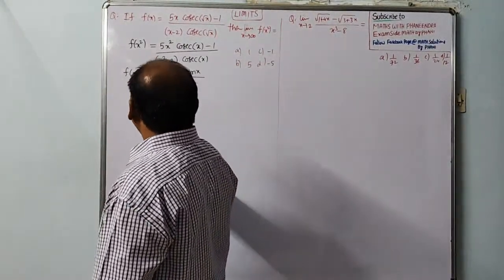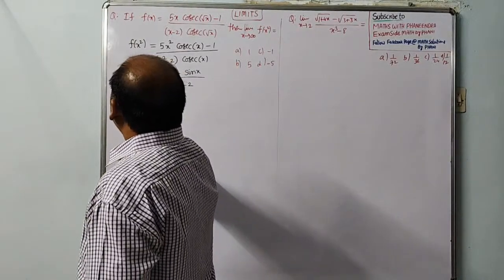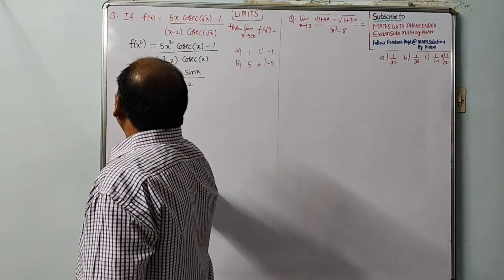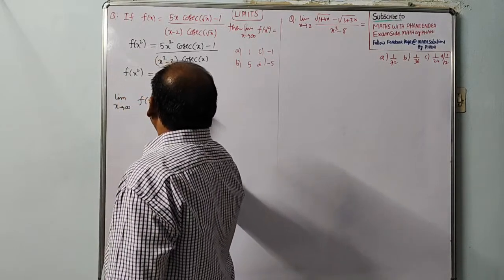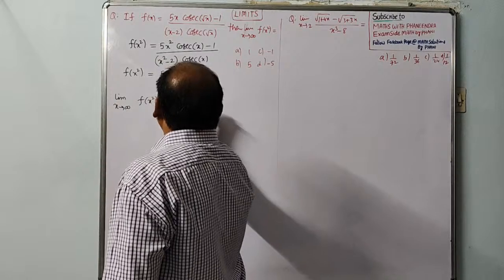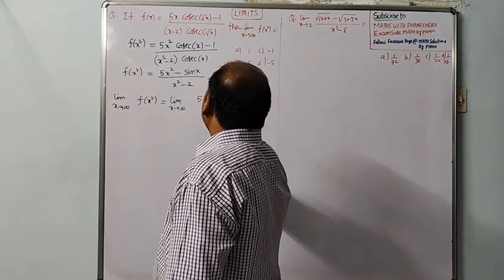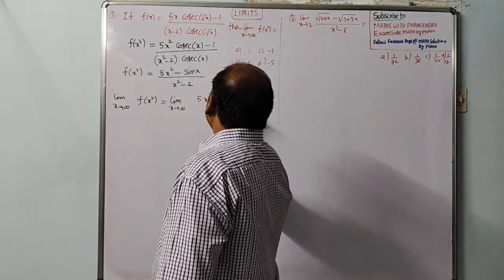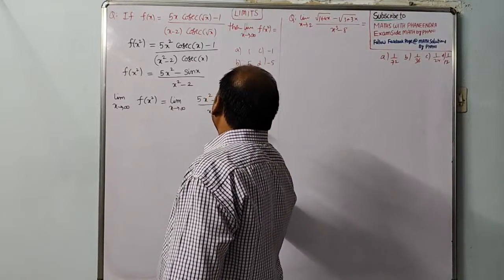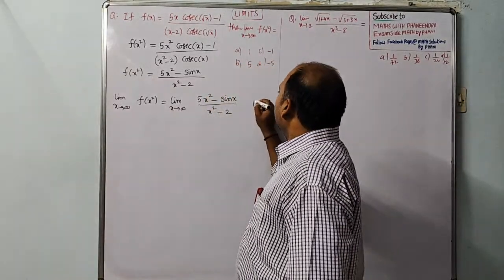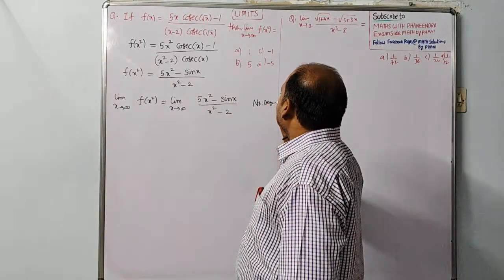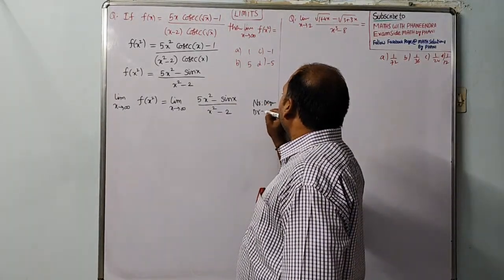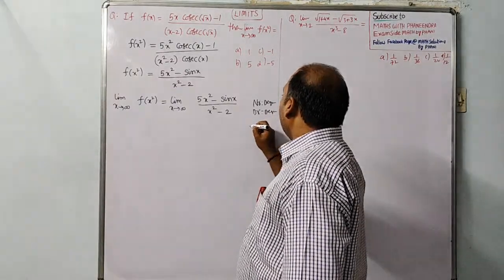I hope you understand. So now limit x tends to infinity, f of x square. So limit x tends to infinity, (5x square minus sin x) divided by (x square minus 2). So numerator degree and denominator degree are equal.